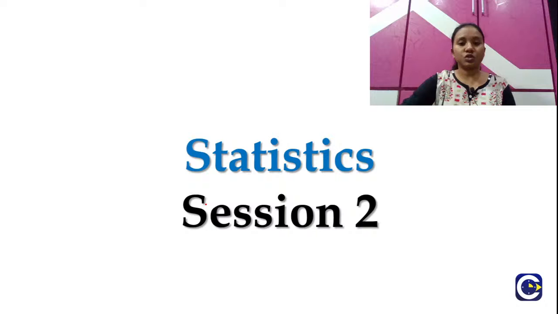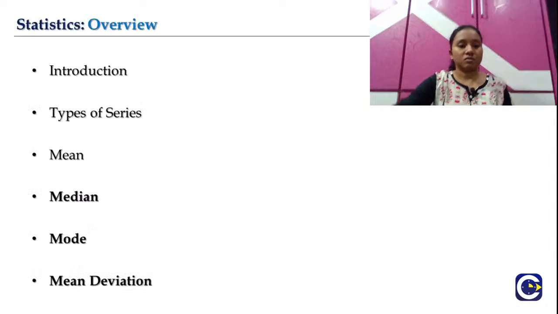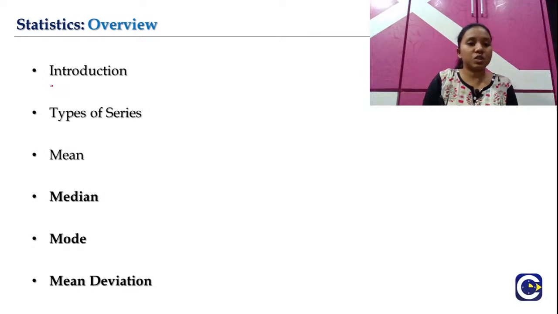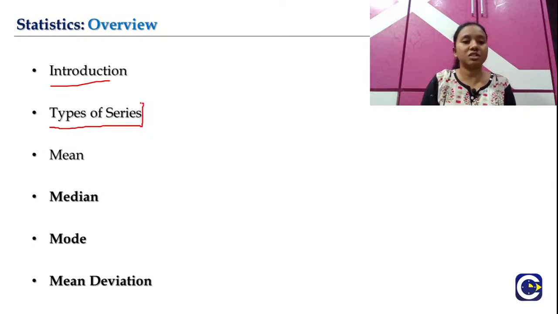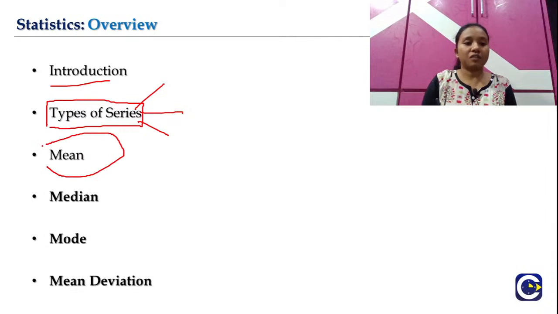Before starting today's session, we'll have a quick recap of the topics that we discussed in our first session of statistics, and then a brief introduction to the topics of today's session. In our previous session, we started with the introduction, and then we discussed different types of series: individual, discrete, as well as continuous series. So three types of series. And then after the series, it was followed by the mean, median, and mode. For each type of series, we have a different approach to find the mean, median, as well as the mode of a given data, right?